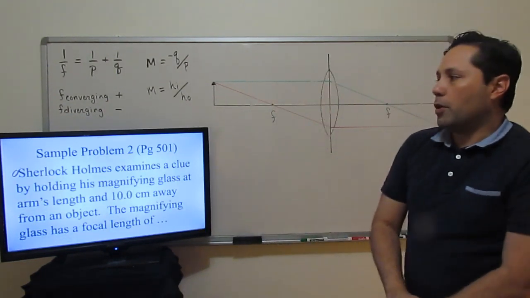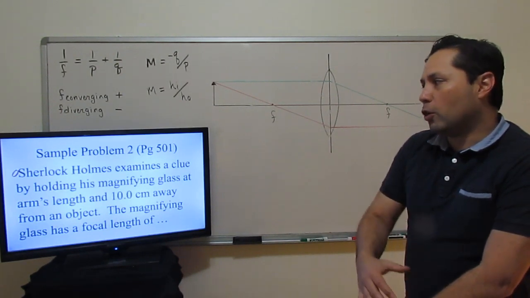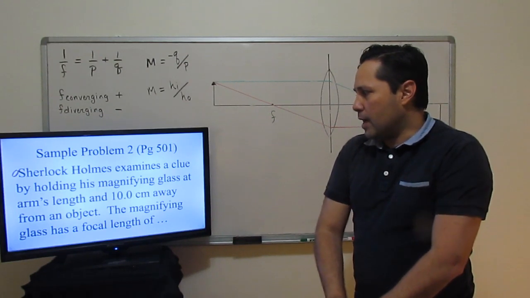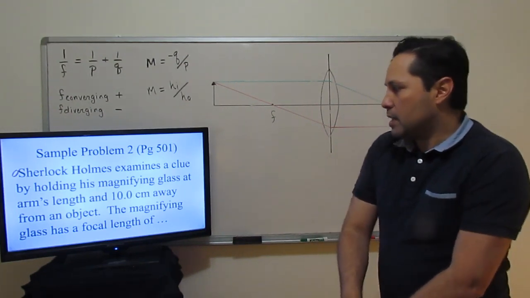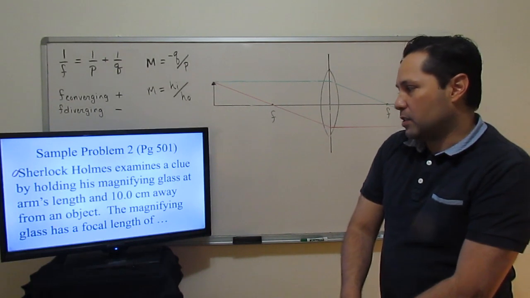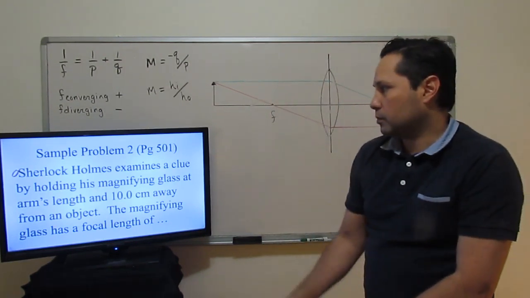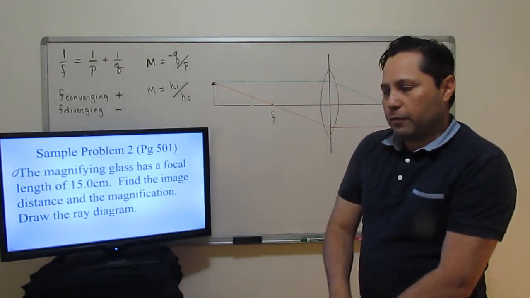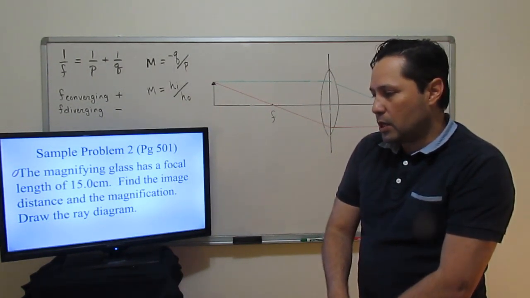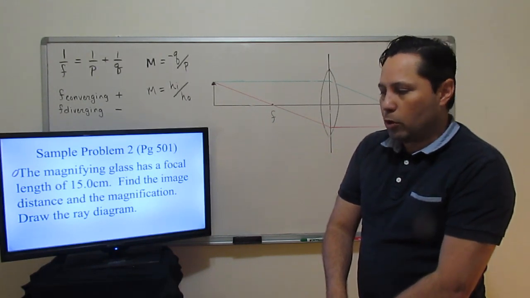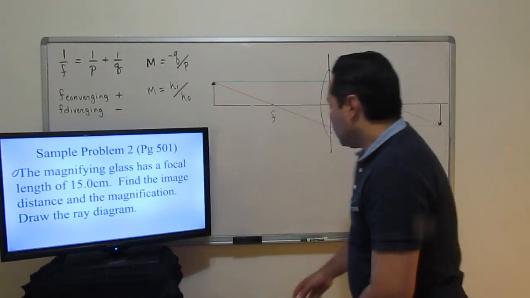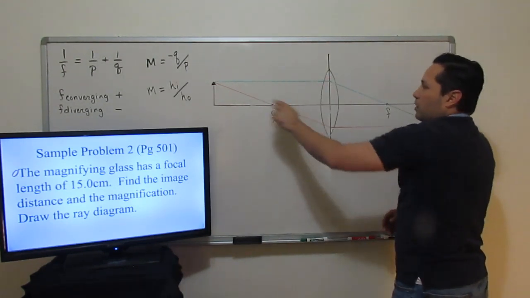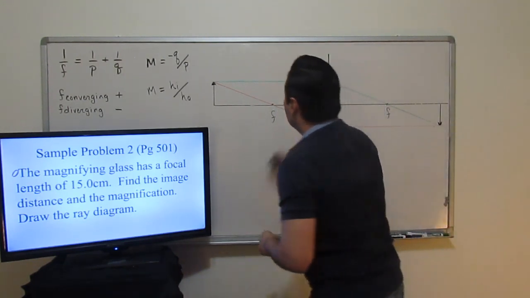There we go. For our next problem, number 2, in this scenario, Sherlock Holmes examines a clue by holding a magnifying glass at arm's length and 10 centimeters away from the object. The glass has a focal length of 15 centimeters. Find the image distance and the magnification, plus draw a ray diagram. Not sure about that second ray diagram, but you get the idea. It goes from the top of the object into the focal length, and from the focal length all the way across.